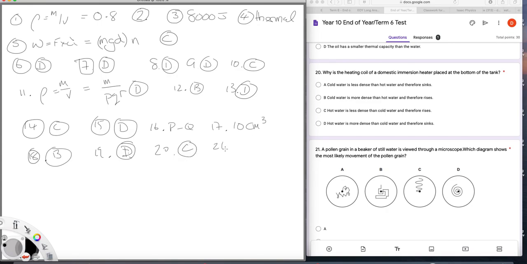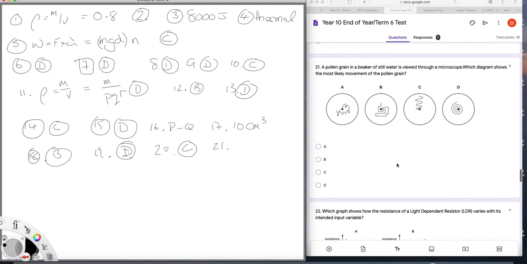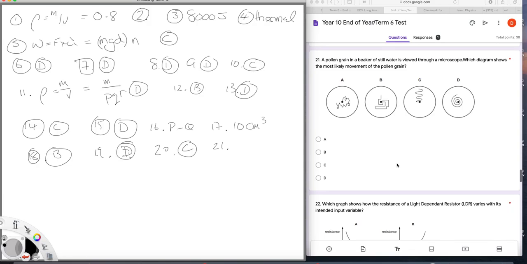21. Pollen grain in a beaker of still water. We're back to a similar question to what we had earlier on. View through a microscope, which diagram shows the most likely movement of the pollen grain? It's going to be random. It's going to be all over the place. So it's that sort of thing. Okay.